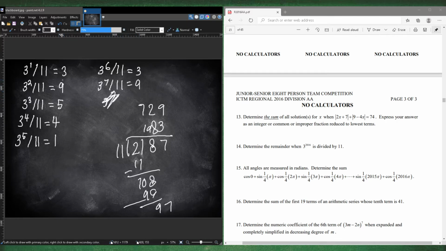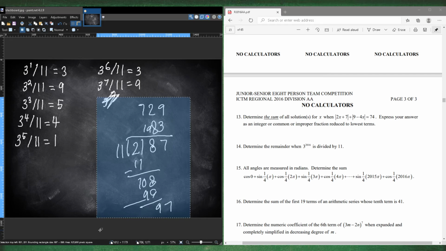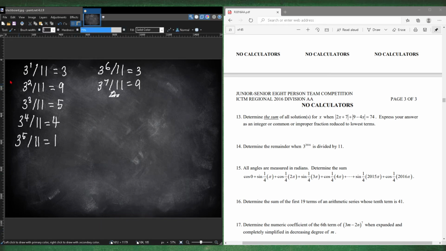Okay, so we kind of see a pattern here: 3, 9, 5, 4, 1, 3, 9. So the next one is 5, assuming. So since it goes by this pattern, that means it cycles every 5 times: 3, 9, 5, 4, 1, and then 3, 9, 5, 4, 1. It cycles like that.